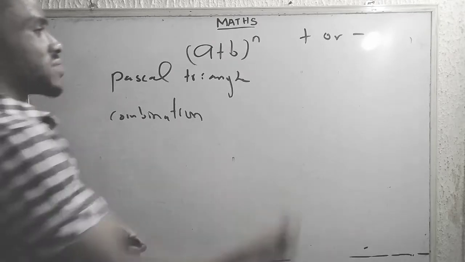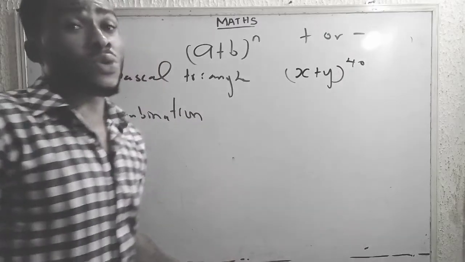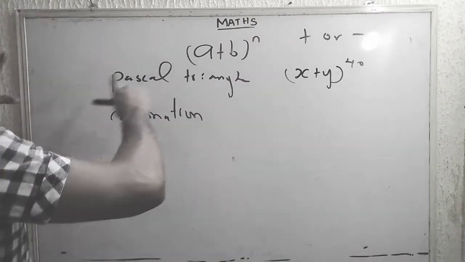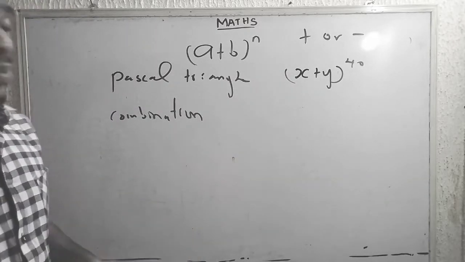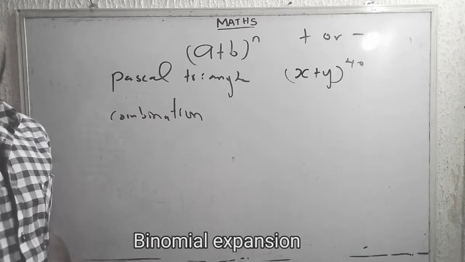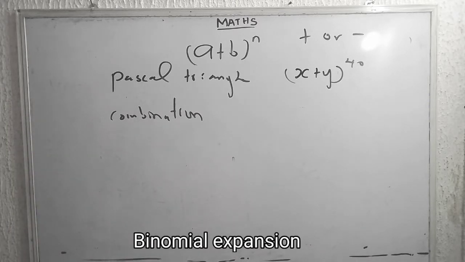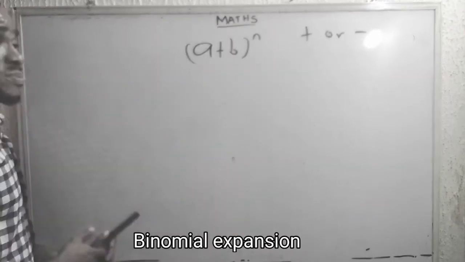For instance, if you are given a case of, let's say, x plus y raised to power 40, and the question only demands that you find the 37th term. For you to expand all of them just to get the 37th term, you all know that it is time consuming. So that's why the combination method comes into play. Now, just a little bit of refreshing your memory, I will illustrate what the Pascal triangle is all about before I move to the combination method.